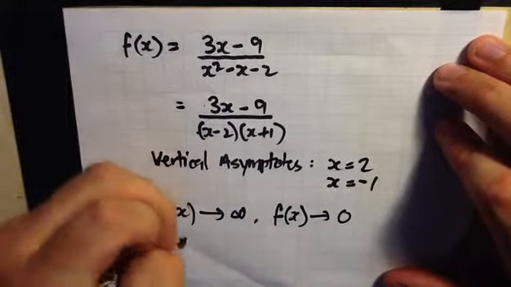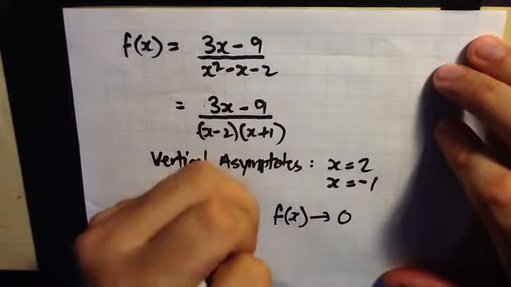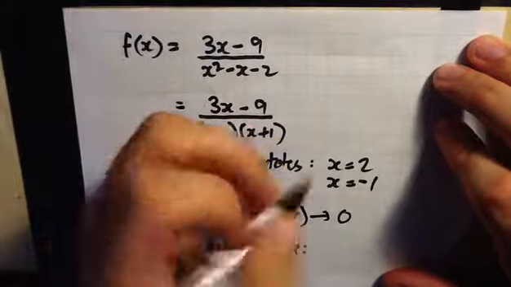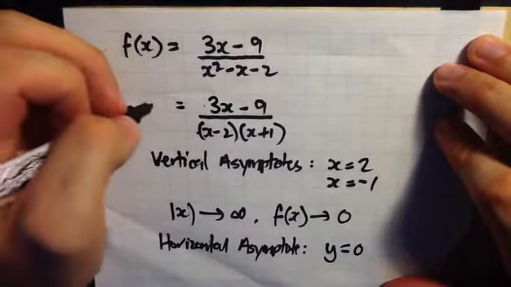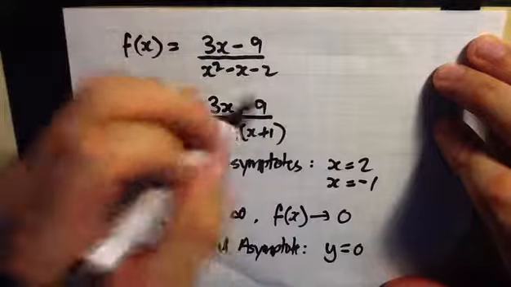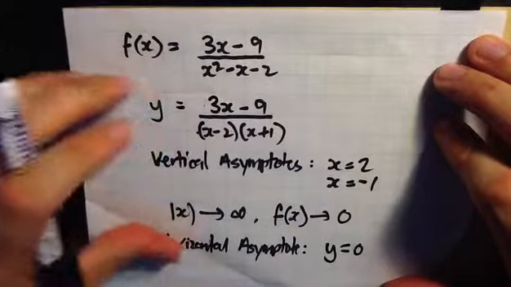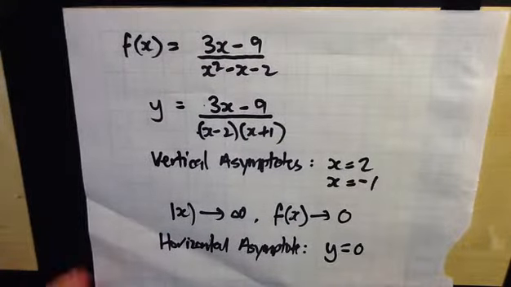Therefore, I have a horizontal asymptote at y equals 0. As x approaches infinity, this function becomes 0. So my horizontal asymptote is at y equals 0. My vertical asymptotes are at x equals 2 and x equals -1. So next I want to look at the stationary points.